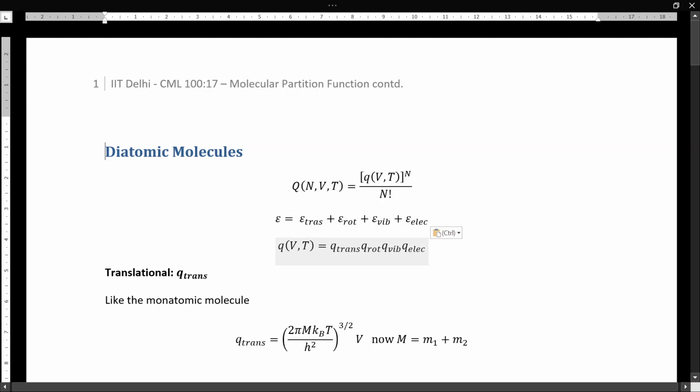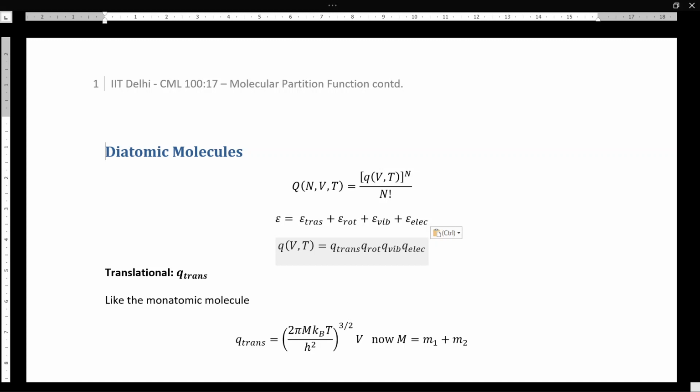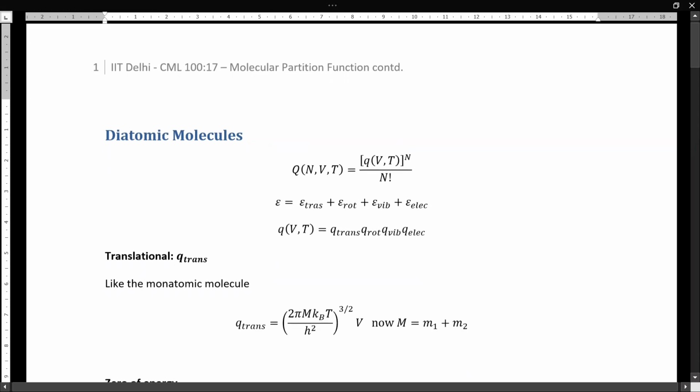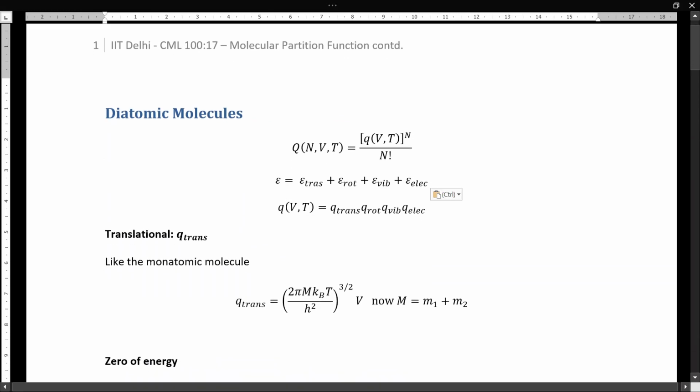Now, for the case of diatomic molecules, we're going to look at each of these contributions to the molecular partition function one by one. I don't need to do the translational one because we've already done it.